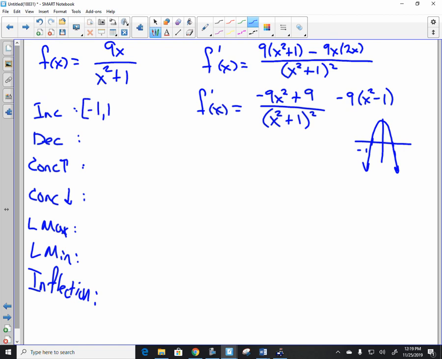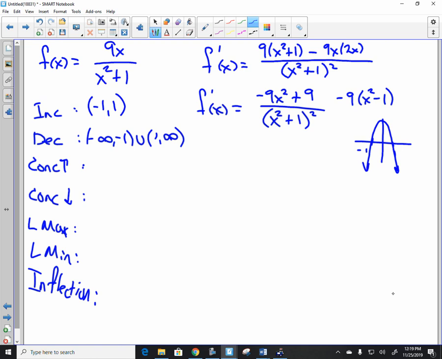Good. Sorry, don't use brackets. Negative 1 to 1, because at negative 1 the derivative is 0, and when the derivative is 0, it's neither increasing nor decreasing. Decreasing from negative infinity to negative 1, union with 1 to infinity.